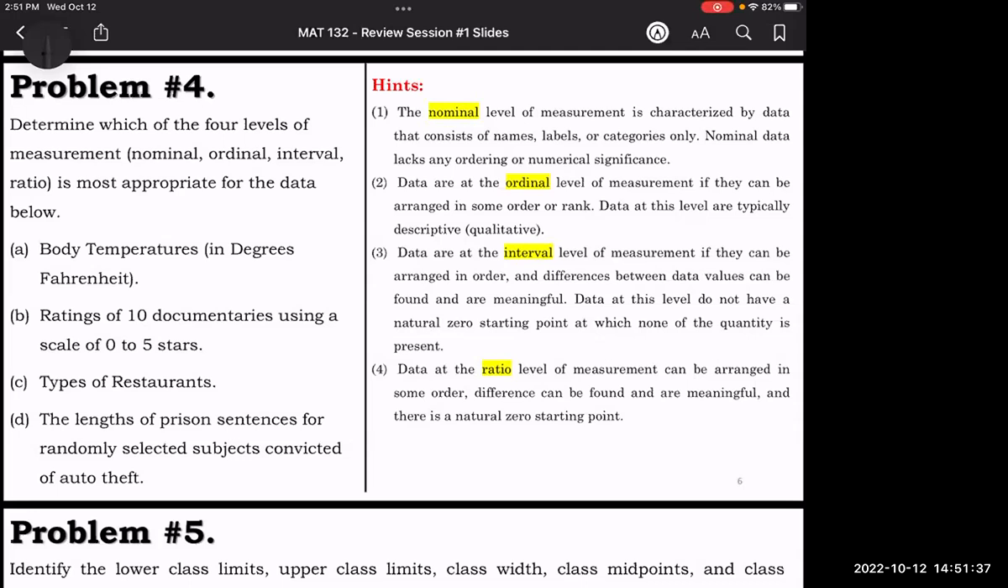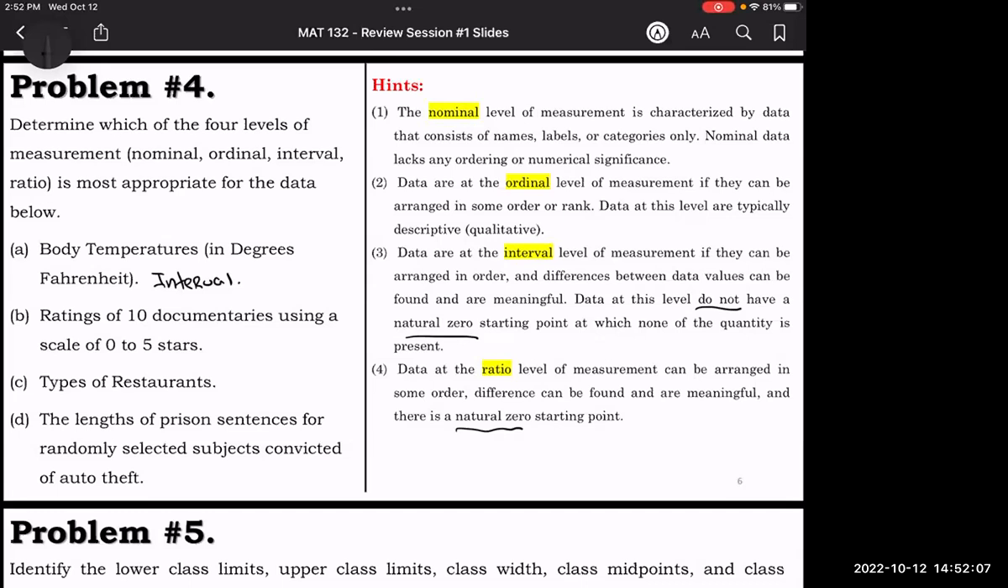So that's the difference between interval and ratio. Ratio has a natural zero starting point, but interval does not have that natural zero. So therefore, the most appropriate answer for part A for this data should be interval. Again, there's no natural zero. We can't say that temperatures begin at 0 degrees.